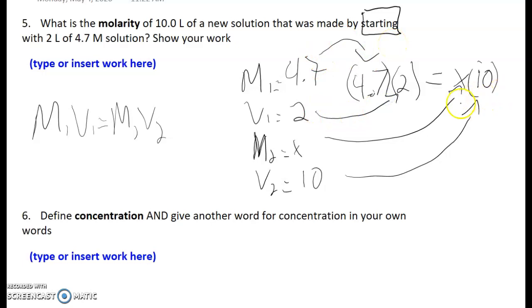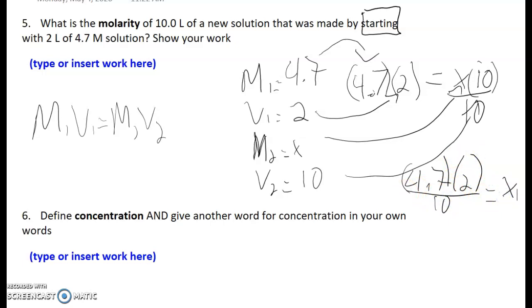Now I want to solve for x. I need to get x alone. So this one works out pretty easily. If I'm multiplying by 10 on this side, I want to divide by 10. All right, I'll write this. So I'm going to have a new formula. It says 4.7 times 2 divided by 10 equals my x.